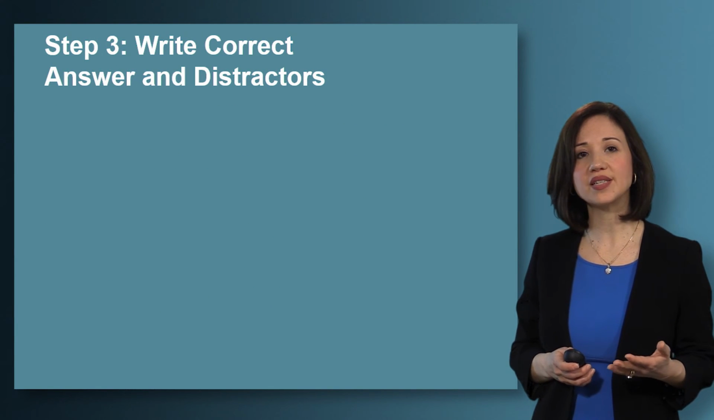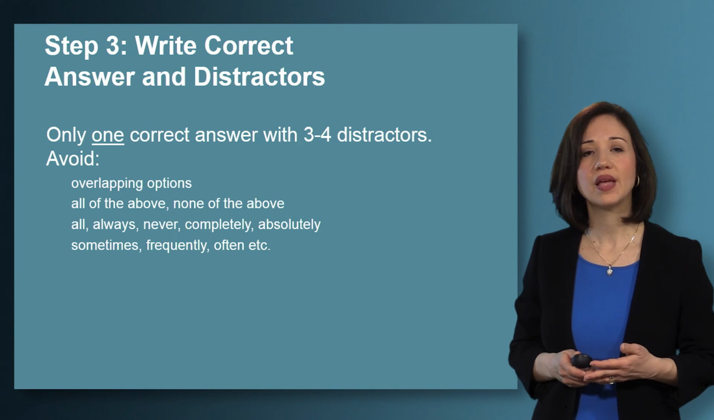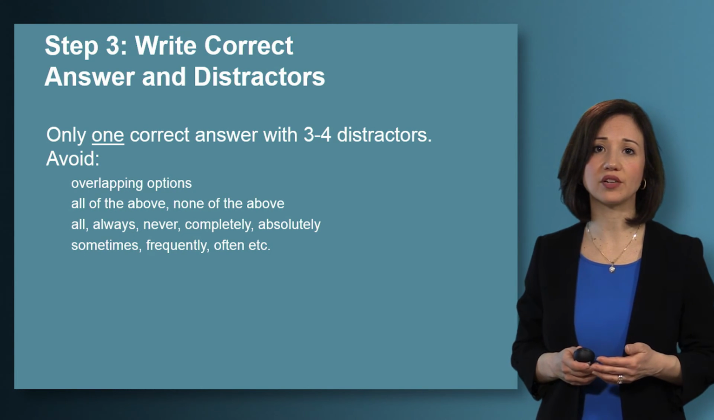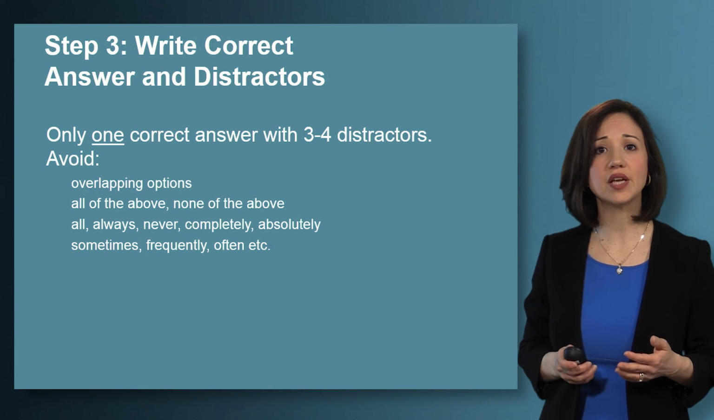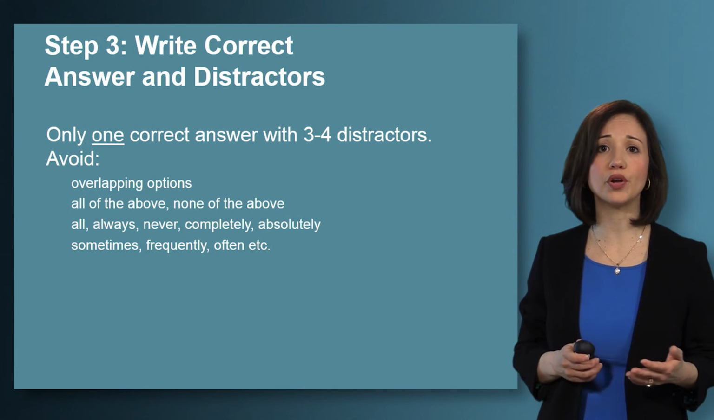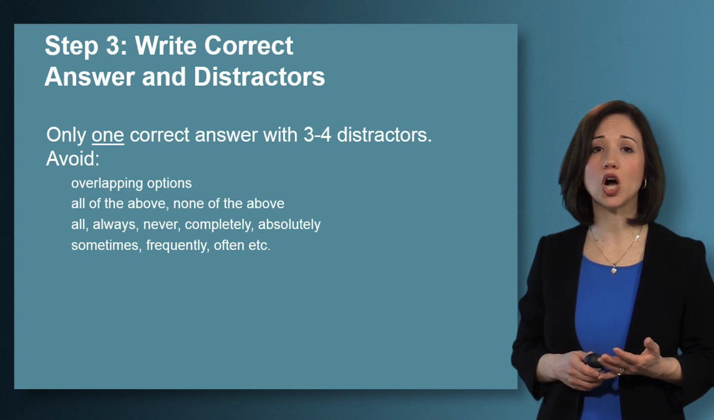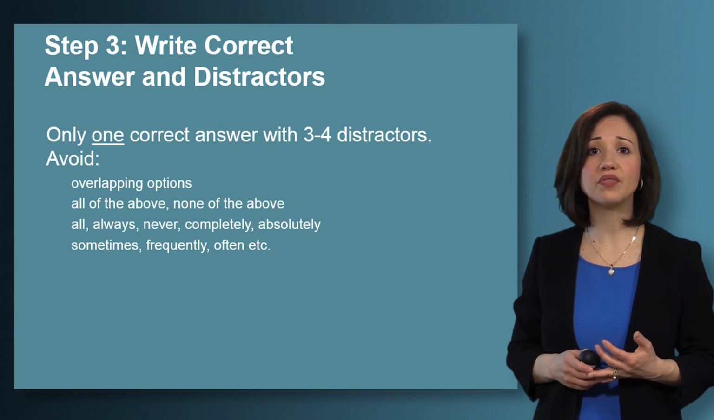Step 3 is writing the correct answer and the distractors. Any MCQ should have only one correct answer with 3 to 4 distractors. Every course is a little bit different, and you'll be guided as to whether or not you should include 3 or 4 distractors. You want to avoid overlapping options or words such as all of the above or none of the above. It's just too confusing.